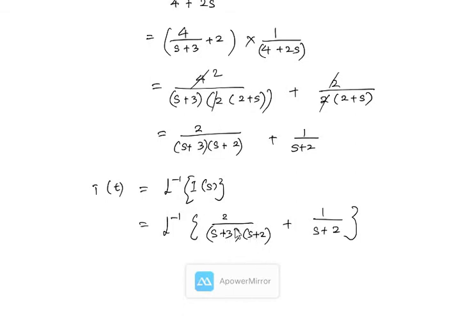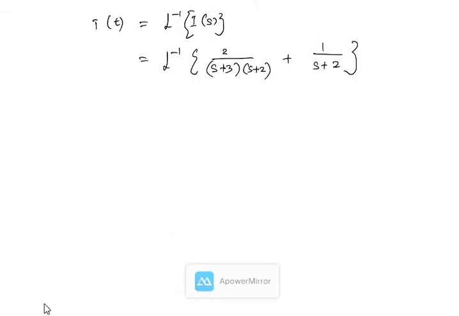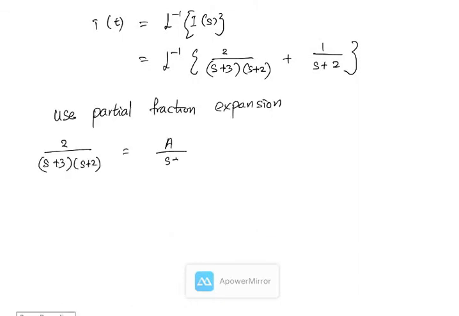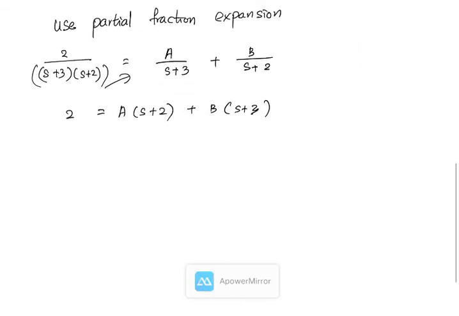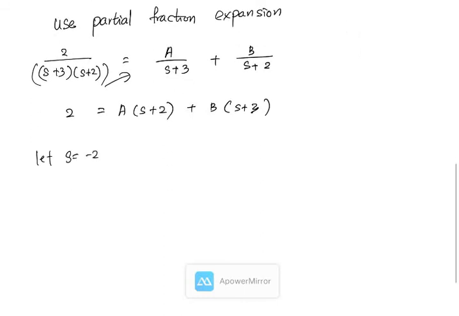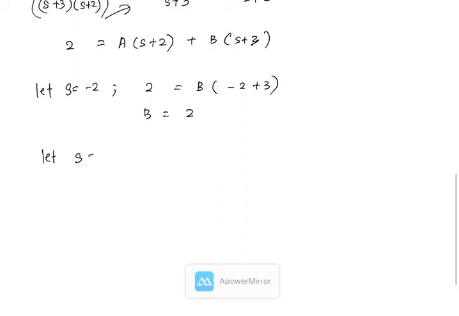For this part, we can use the partial fraction expansion, equal to A over s plus 3 plus B over s plus 2. So when you bring the whole thing to the right hand side, we left 2 equal to A times s plus 2, we cancel out the s plus 3, and then plus B times s plus 3, because we can cancel out the s plus 2. And then we assume s is equal to negative 2. So you get 2 equal to B times negative 2 plus 3. So you get B equal to 2. And then you let s equal to negative 3. 2 equal to A times negative 3 plus 2. So you get A equal to negative 2.